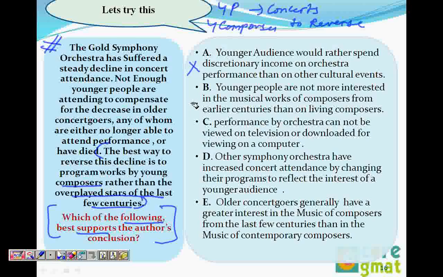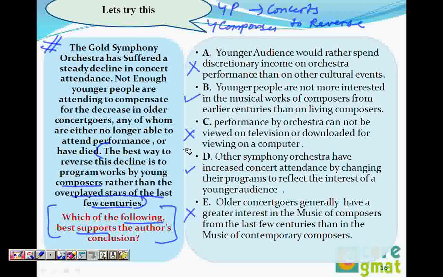Younger people are not more interested in the musical works of composers from earlier centuries than in living composers. Could be true, so we keep it. Choice C: Performances by the orchestra cannot be viewed on television or downloaded for viewing on a computer. It has no impact whatsoever on the question. Choice D: Other symphony orchestras have increased concert attendance by changing their programs to reflect the interest of a younger audience. Maybe, so we can keep it, but it does not directly reflect what we're trying to support. Choice E: Older concert goers generally have a greater interest in the music of composers from the last few centuries than in the music of contemporary composers. We eliminate this because it talks about older concert goers, and we're talking about young people.